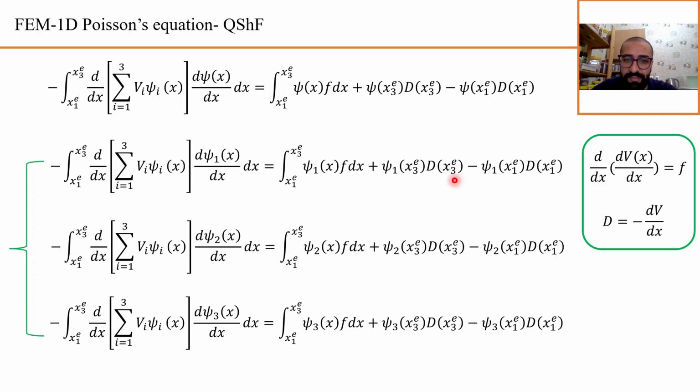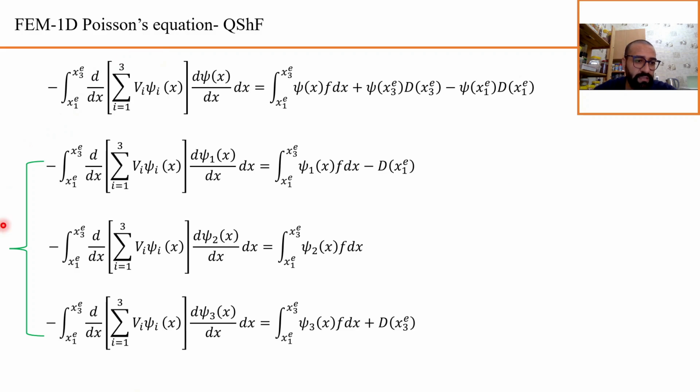From the boundary conditions of this element, we know that psi1 is 0 at the node x3, but it is 1 at the node x1. And psi2 at the positions of x3 and x1 is 0, if you remember, and psi3 is 1 at this point, and psi3 is 0 at this point. Just by taking into account these conditions, this will be our system of equations, a bit simplified.